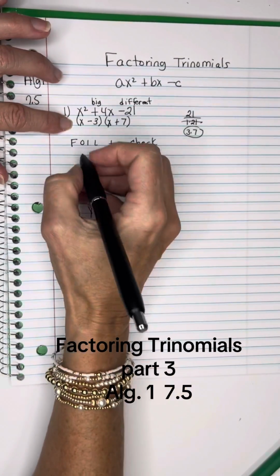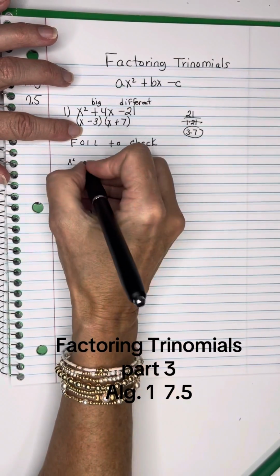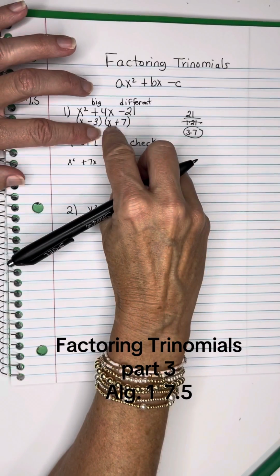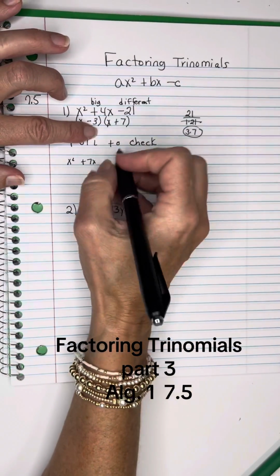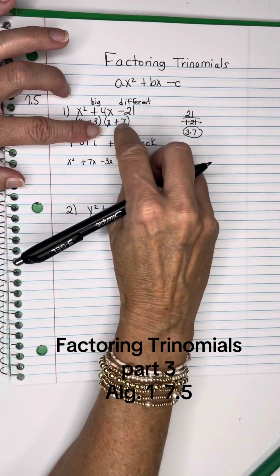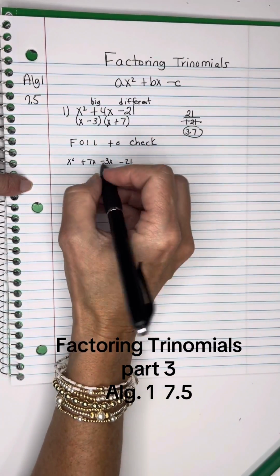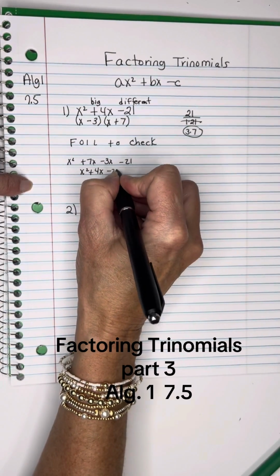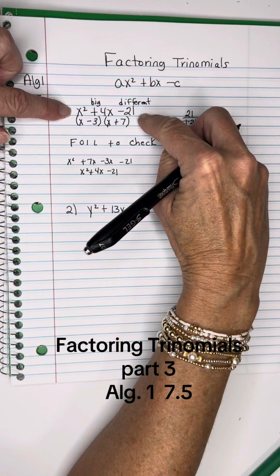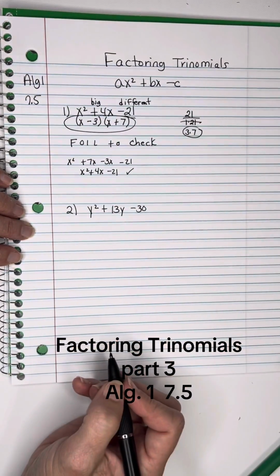The first terms are x squared. When you multiply the outside ones, you get 7x. When you multiply the inside, that's negative 3x. And when you multiply the last, that's negative 21. 7x minus 3x is 4x, so x squared plus 4x minus 21 is the original equation. Boom, it works. Here's my solution.